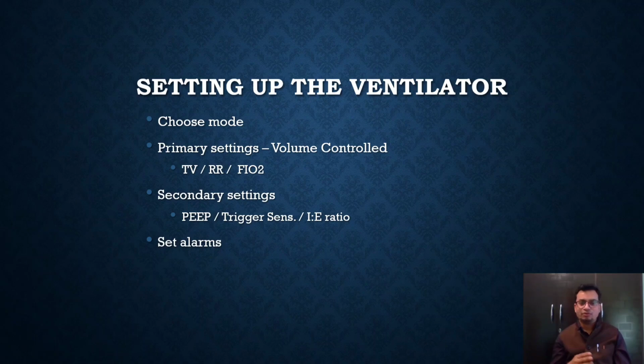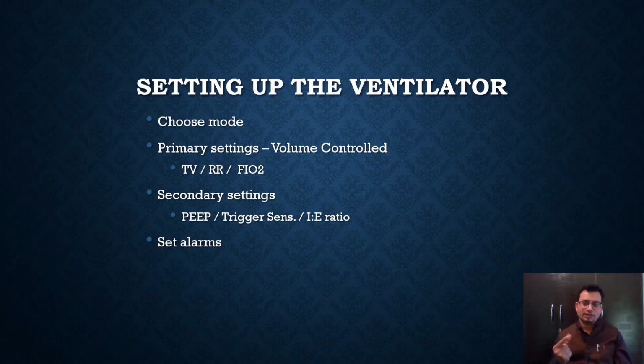Then you have to set a tidal volume of about 8 to 10 ml per kg, or even lower tidal volume if the lungs are edematous. Respiratory rate is kept between 16 to 20 per minute in ICU patients usually. Initial FiO2 will be 100%. The PEEP, that is positive end expiratory pressure, should be 5 centimeter of water.